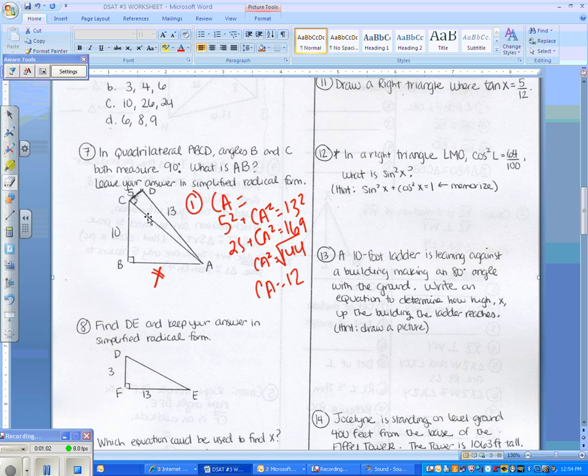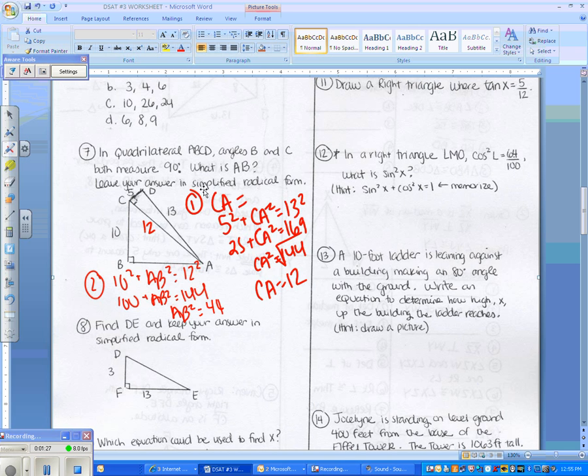So now if you look at this triangle, now we know what two sides are, so we're going to use Pythagorean's theorem a second time and figure out how long AB is. So the second thing you have to do is 10 squared plus AB squared equals 12 squared. Do all your math and you get 100 plus AB squared equals 144. Subtract from both sides and you get that AB squared equals 44.